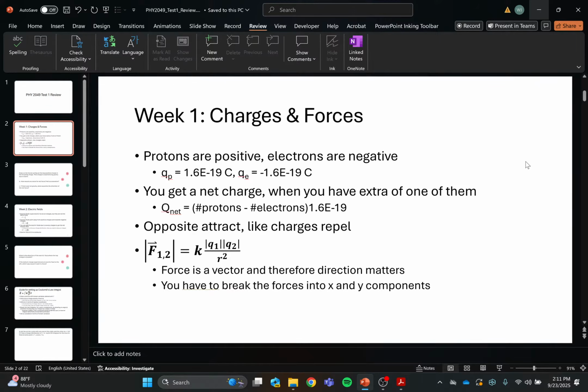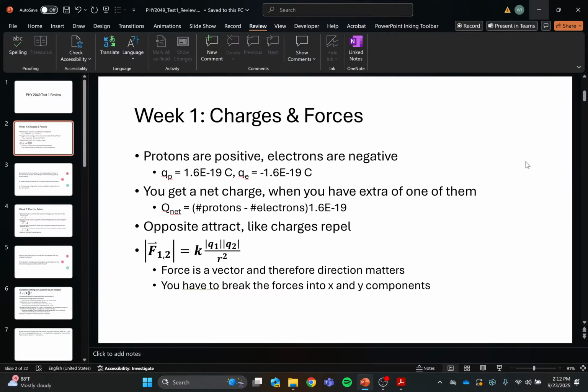We learned about charges. Benjamin Franklin discovered that there's 2 different types, protons and electrons. Protons are positive, electrons are negative, same charge but opposite. We did the experiment with it. It kind of worked. You get net charge by asking, what do you have extra of? Multiply by 1.6 times 10 to the minus 19. 5 extra protons, 5 times 1.6 times 10 to the minus 19. 5 extra electrons, -5, because it's electrons. Opposites attract, like charges repel.